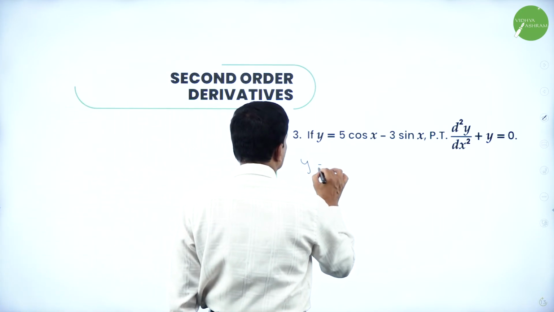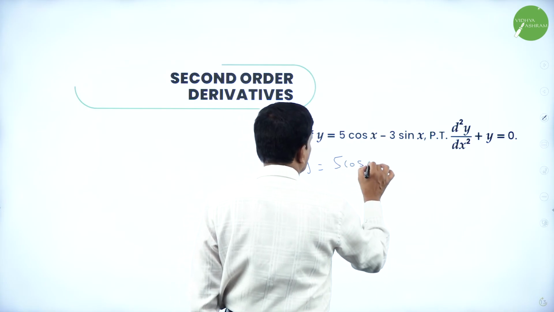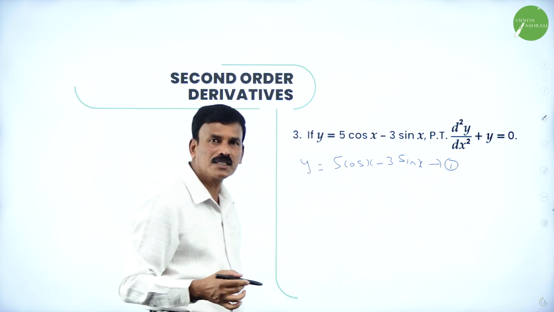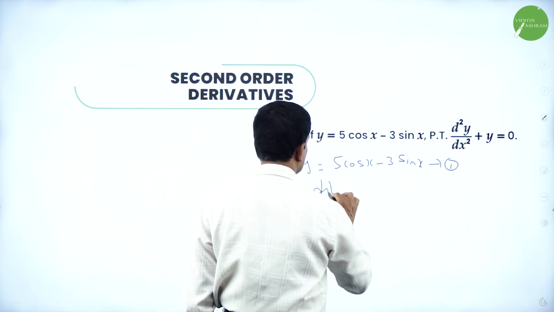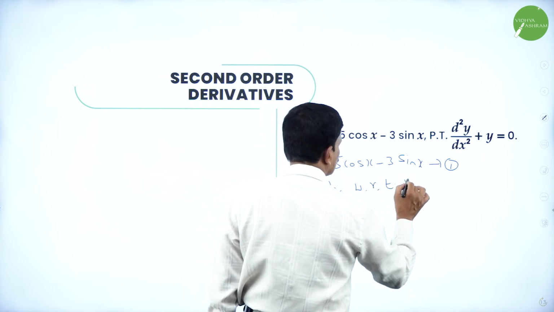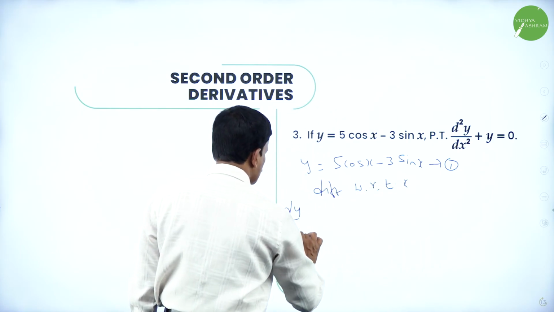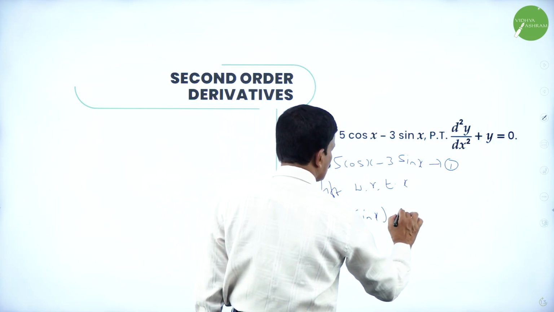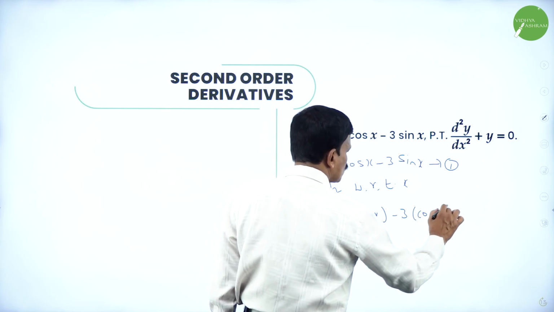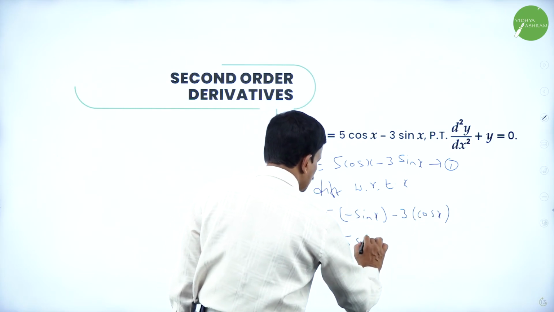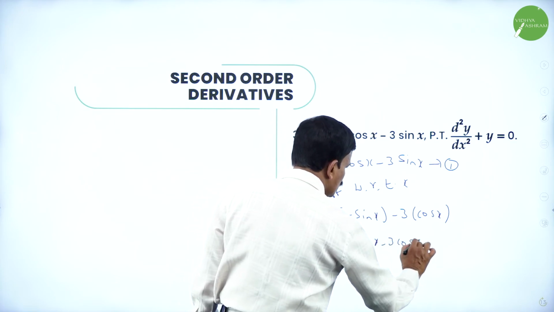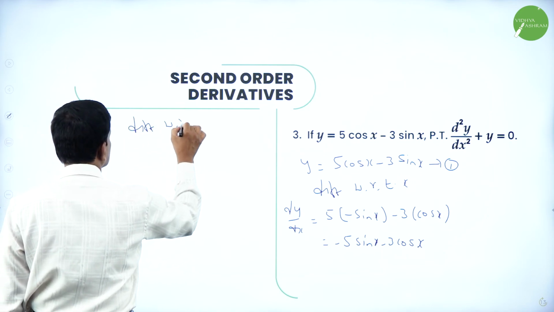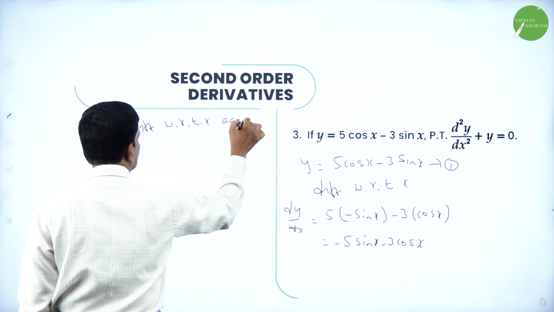Now what is given? y is equal to 5 times cos x minus 3 times sin x. Let us represent this as equation number 1. Differentiating with respect to x, dy by dx is equal to 5 into d by dx of cos x, which is minus sin x, minus 3 into differentiation of sin x, which is cos x. So minus 5 sin x minus 3 cos x. Differentiate this again with respect to x.